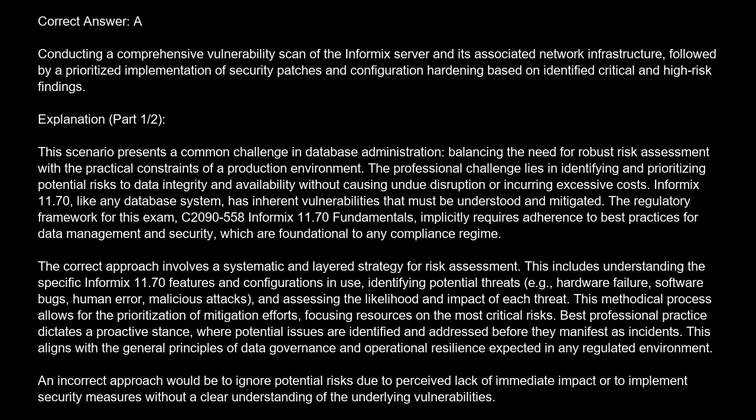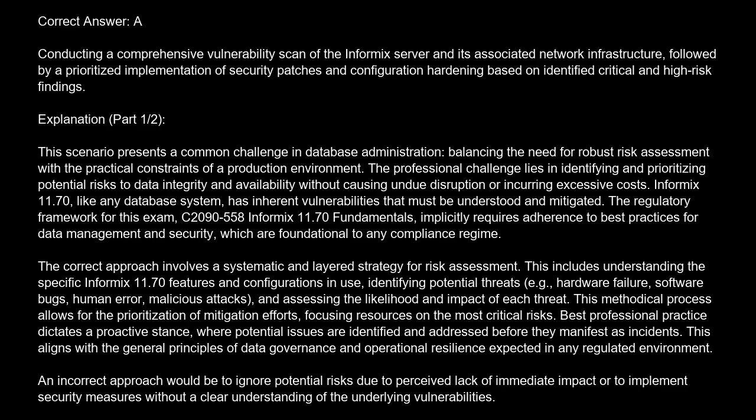The regulatory framework for this exam, C2090-558 Informix 1170 Fundamentals, implicitly requires adherence to best practices for data management and security, which are foundational to any compliance regime. The correct approach involves a systematic and layered strategy for risk assessment. This includes understanding the specific Informix 1170 features and configurations in use, identifying potential threats, e.g., hardware failure, software bugs, human error, malicious attacks, and assessing the likelihood and impact of each threat.